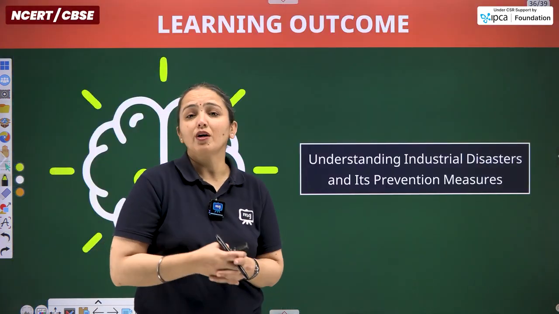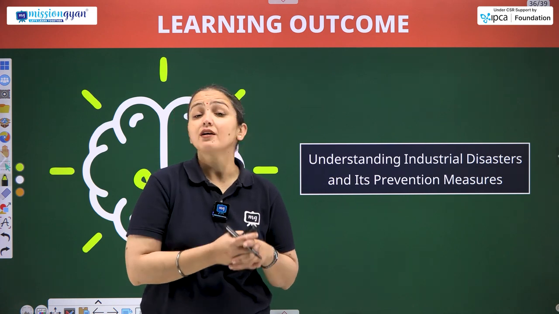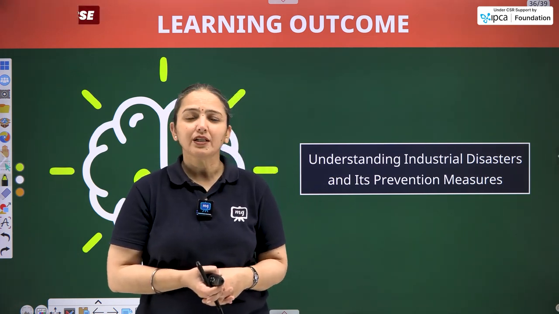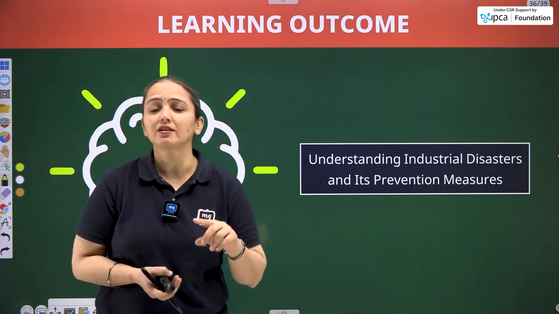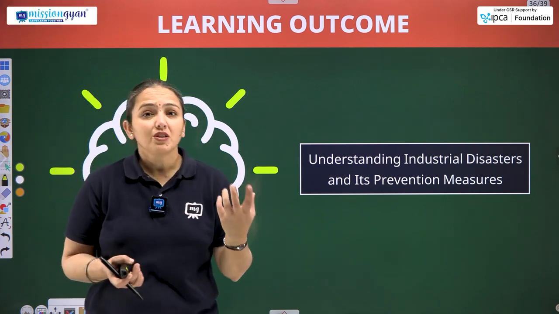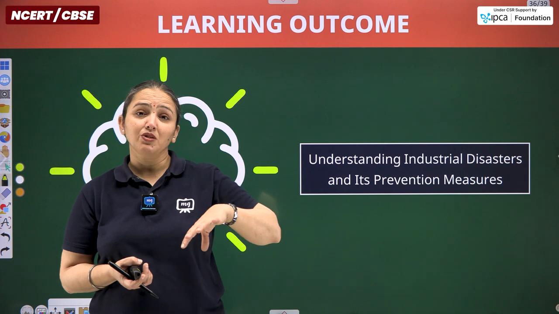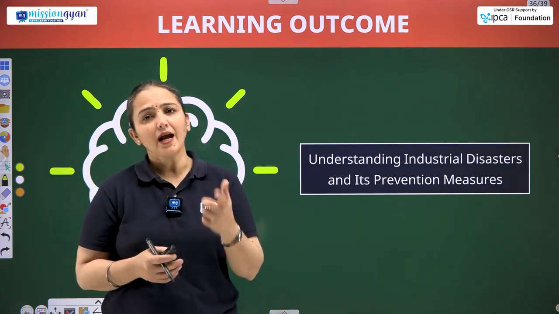So that was all about today's class, and as a learning outcome we can say that in today's class, we have discussed particular types of industrial disasters in India's concern and in the world's concern. We have discussed 2 industrial disasters and what steps can be taken to minimize them, or what steps can be taken to prevent such kinds of industrial disasters or accidents.